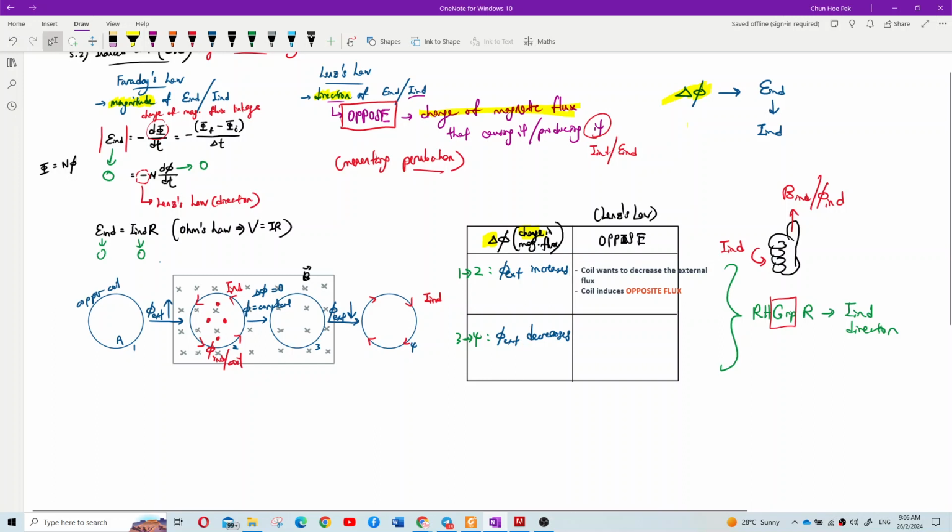So Lenz law says oppose the change. Want to oppose the change. Menentang penurunan ini. Macam mana dia nak menentang penurunan? How to oppose the change, how to oppose the decrease. So kalau benda ini menurun, dia tak mau dia menurun, dia sebaliknya nak meningkatkan.